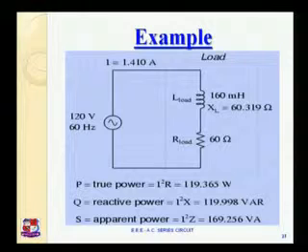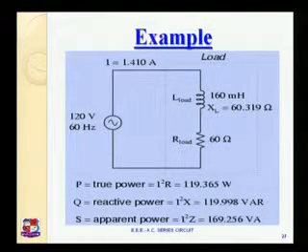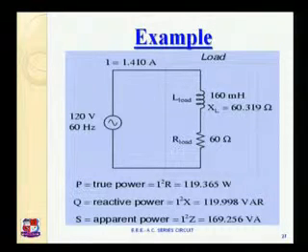Again supply voltage is 120 volt, 60 Hz. Value of current is 1.410 ampere. Inductor is given, it is 160 millihenry, and value of XL is already given, it is 60.319 ohm. Value of resistance is given, it is 60 ohm. Again you have to find the real power, reactive power and apparent power.